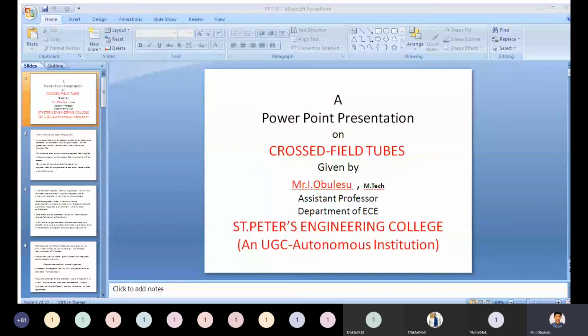The first major improvement was the split anode magnetron, also known as a negative resistance magnetron. As the name implies, this design used an anode that was split into two, one at each end of the tube, creating two half cylinders.